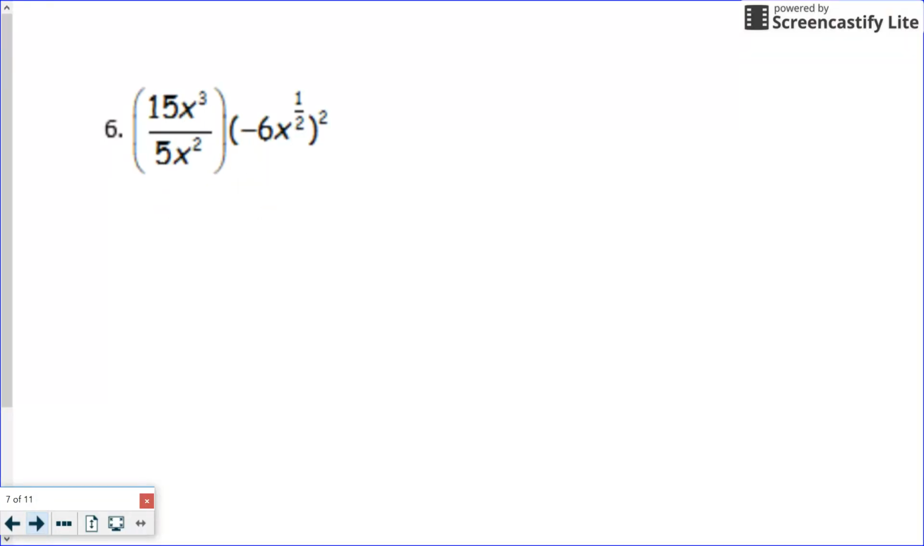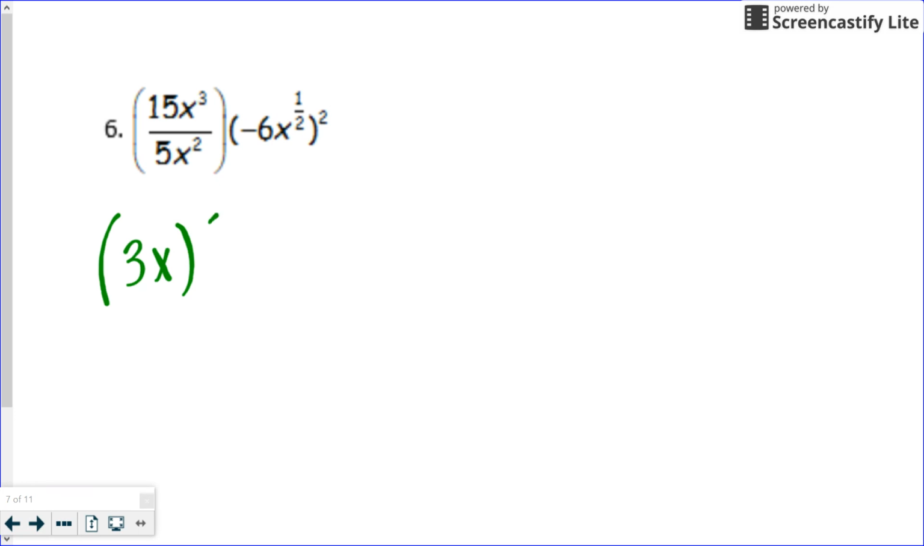Alright, this one looks fairly complicated to begin with, but if we tackle it in two different chunks, we're going to deal with two different parentheses. So parentheses number 1: 15 divided by 5 gives me 3. X cubed divided by x squared, 3 minus 2, would just be x to the first power. So that's our first parentheses.